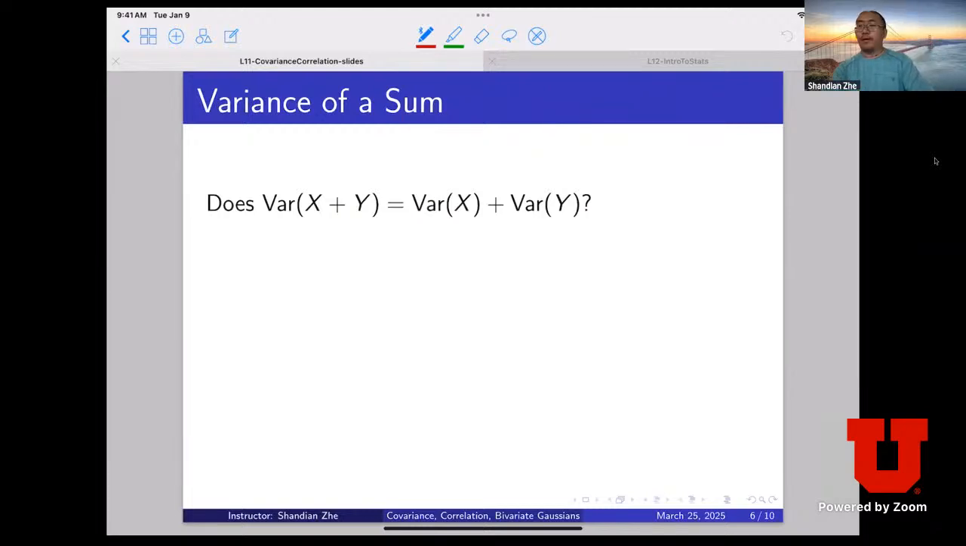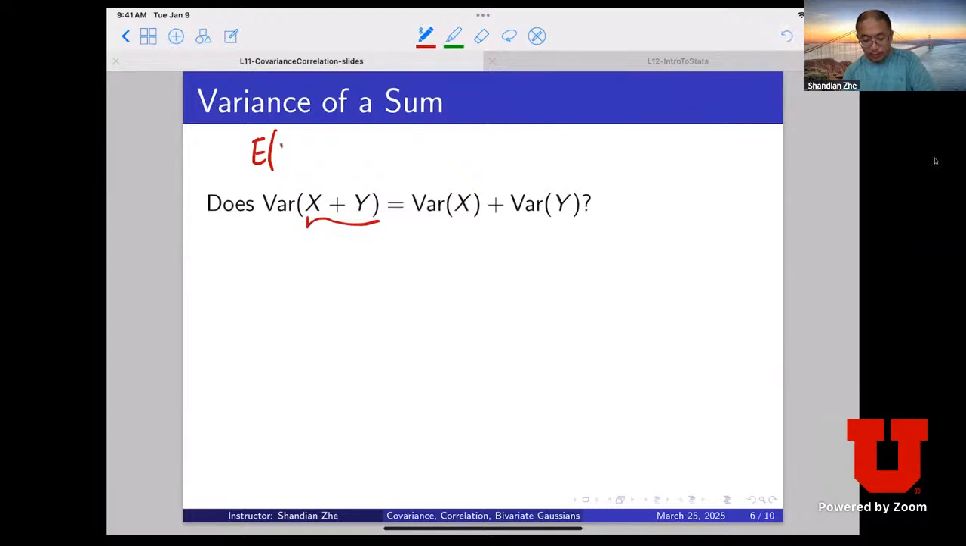Yeah, let's continue. So now let us take a look at another interesting result. Let us consider if you add the two random variables X and Y, what is the variance of X plus Y? Intuitively, you might think, okay, this might be just the simple addition of the variance of X and the variance of Y. Why? Because we have the linearity of the expectation, right?